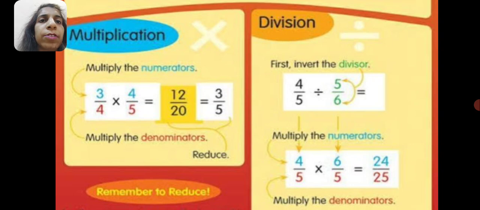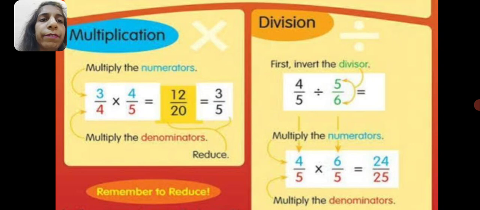The first example given is 3 upon 4 into 4 upon 5 equals to, you have to multiply this fraction. 3 into 4, multiply the numerators of both the fractions and the denominators of both the fractions. 3 into 4 is nothing but 12 and 4 into 5 is nothing but 20. Okay, 12 upon 20 is your required fraction.